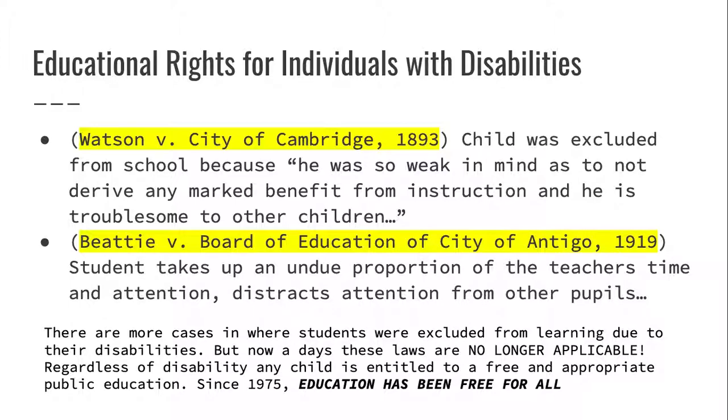There are more cases where students were excluded from learning due to their disabilities, but nowadays these laws are no longer applicable. Regardless of disability, any child is entitled to a free and appropriate public education. Since 1975, education has been free for all.